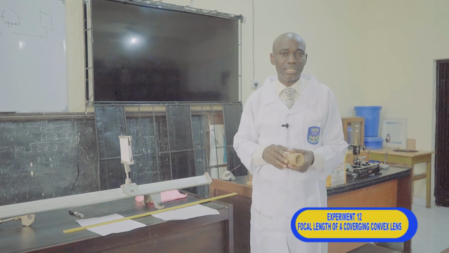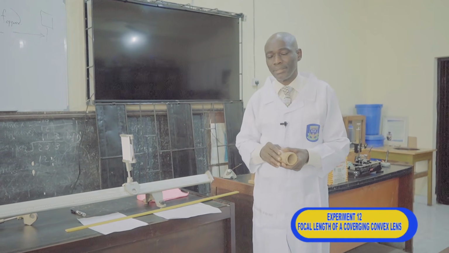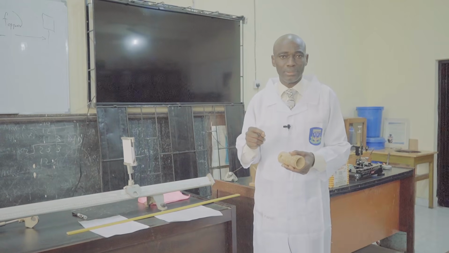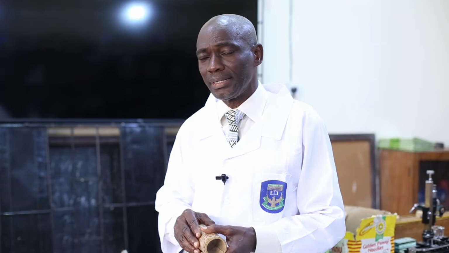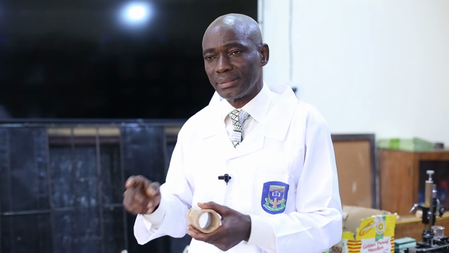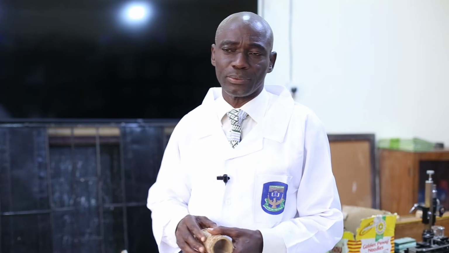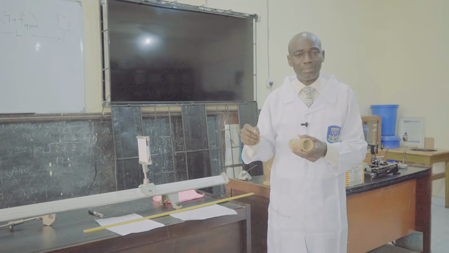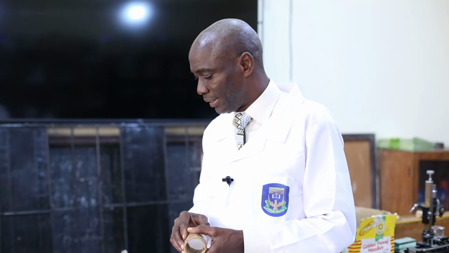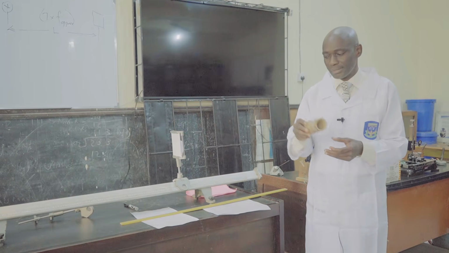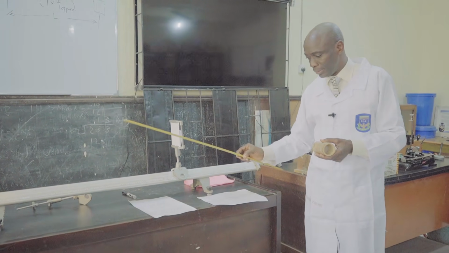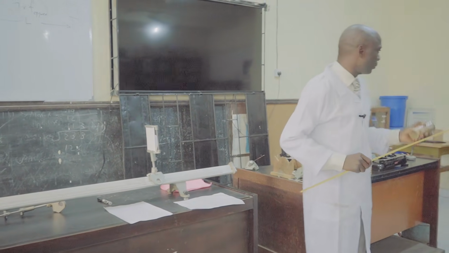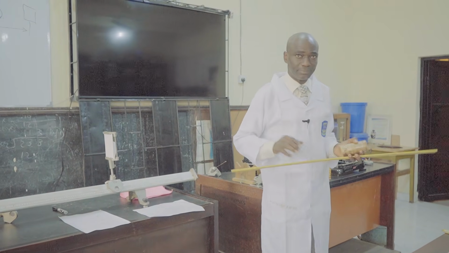Now this experiment is divided into three sections. Number one is the simple method to obtain the focal length. The second method is determination of the focal length by the displacement method. The third one is determination of focal length by the virtual image method. For the first one, the apparatus are the converging lens, the meter rule, and the wall. We are going to use the wall as our screen.